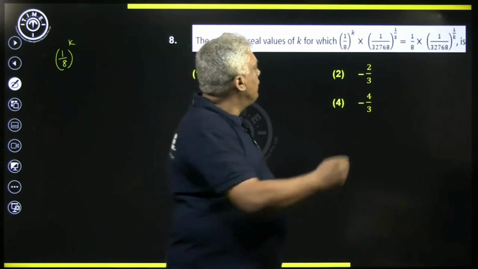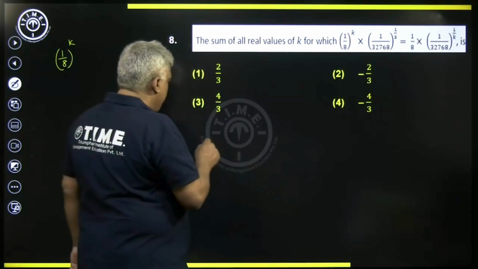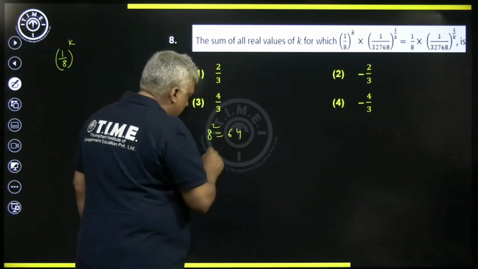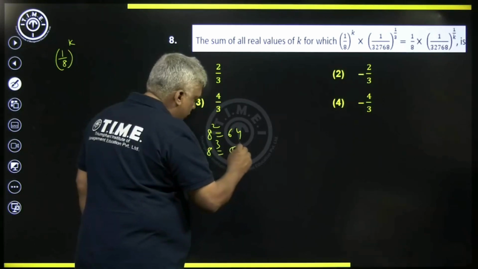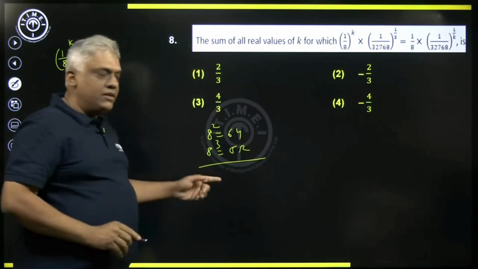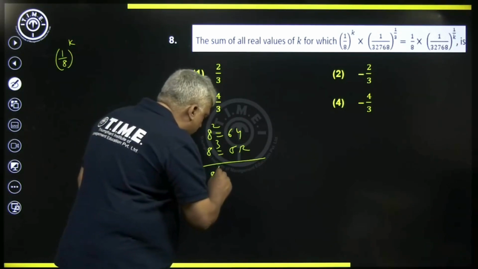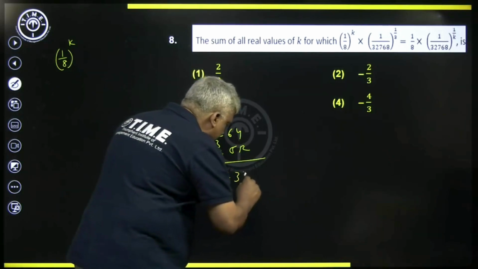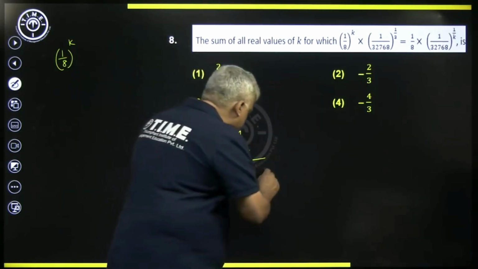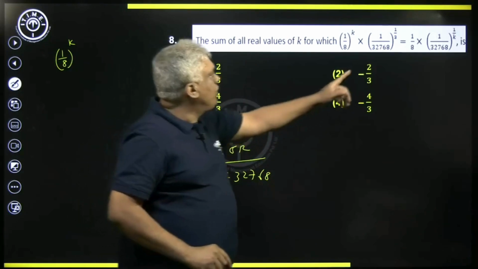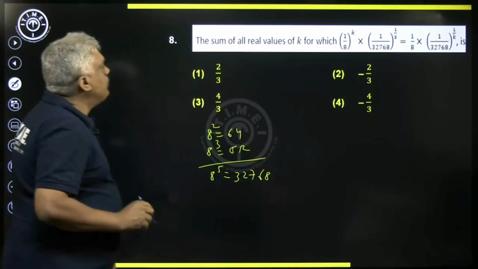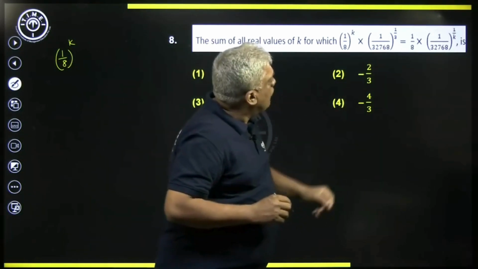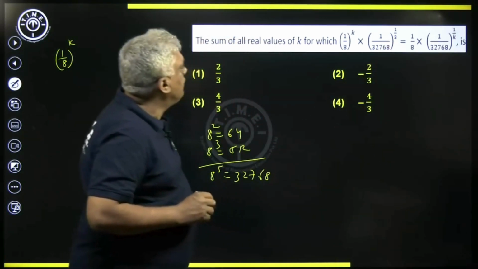32768. Now, you see 32768, like 8 square is 64 and 8 cube is 512. If you multiply this, you will get 8 to the power 5 equal to this. So, this is 8 to the power 5, that is 32768, right. So, this one we can write as 1 by 8 to the power 5, so that is 1 by 8 to the power 5 to the power 1 by 3, right.